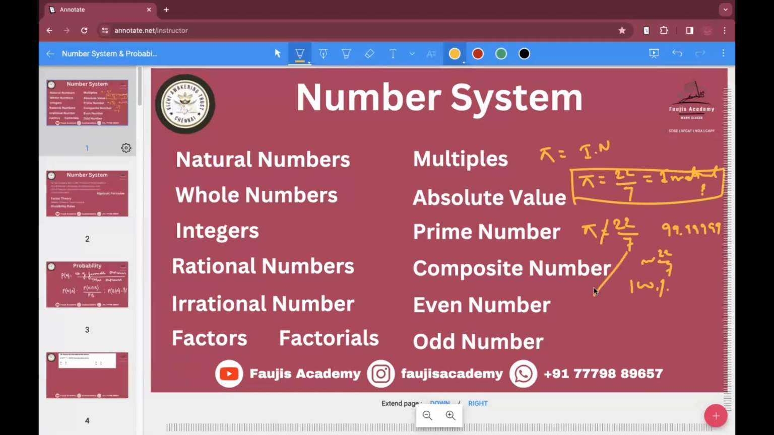So if I have to ask you whether 22 by 7 is a rational number or an irrational number, how is it? Is it in the form of P by Q? Yes, it's in the form of P by Q, and Q is not equal to 0. Q is equal to 7. So your 22 by 7 is a rational number.